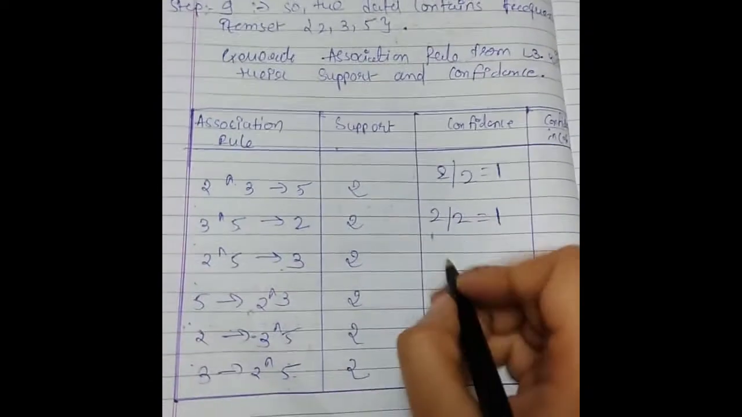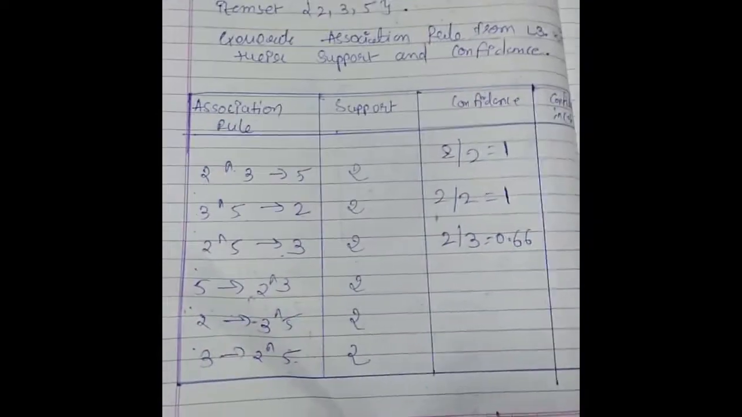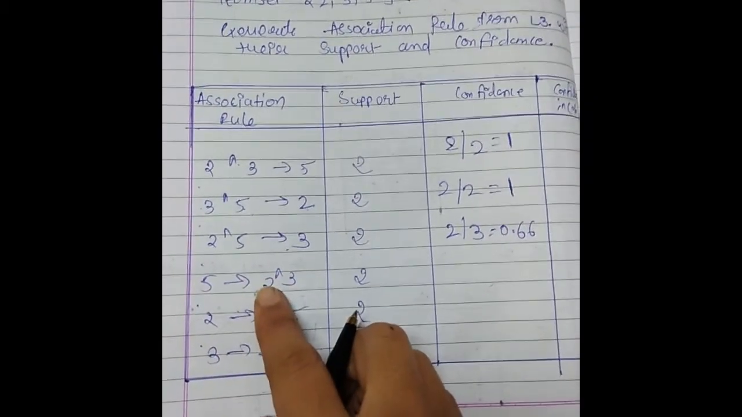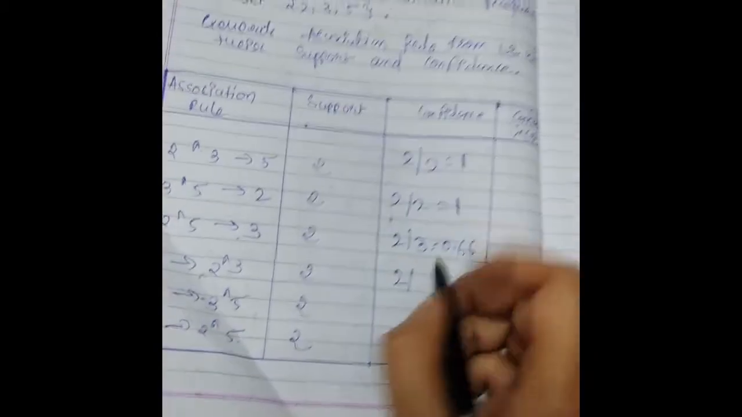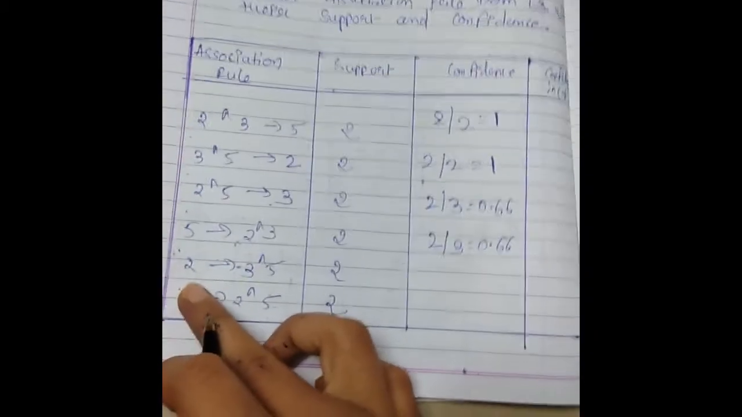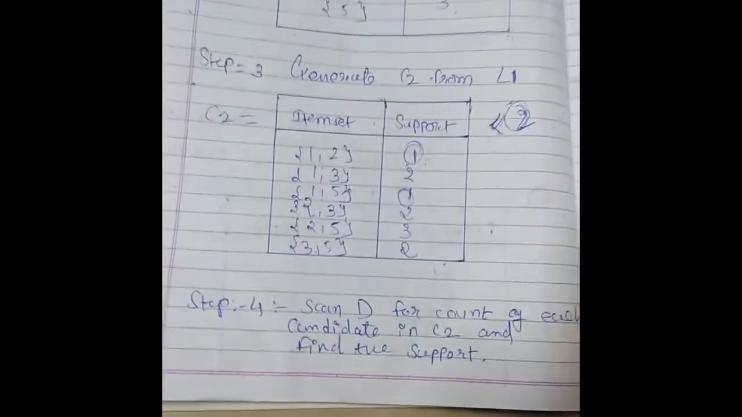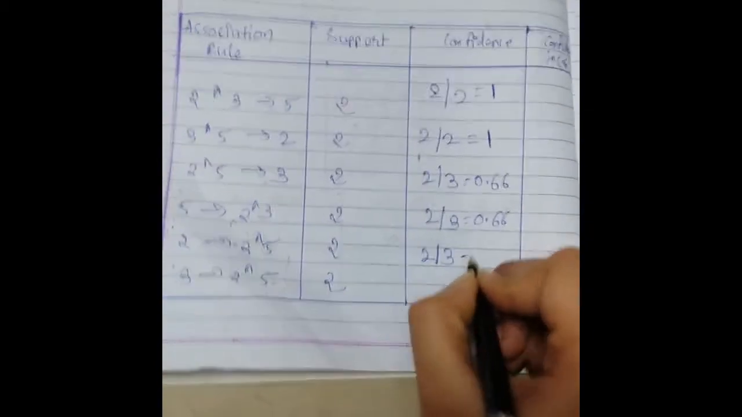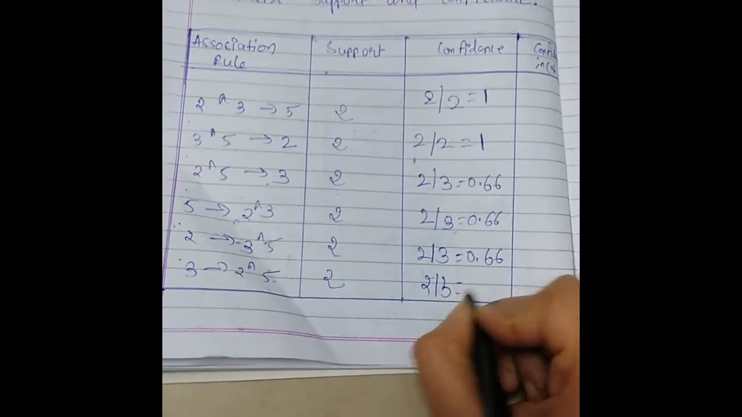Now the support of 2, 3, 5, which is 2, divided by the support of 2 and 5. The support of 2 and 5 is 3, so it becomes 0.66. Now for 5 implies 2 and 3, the support of 2, 3, 5 is 2 divided by the support of 5, which we calculate from here is 3, so again 0.66. For 2 implies 3 and 5, 2 divided by the support of 2, which is 3, again 0.66. For 3 implies 2 and 5, 2 divided by the support of 3, which is 3, so again 0.66.